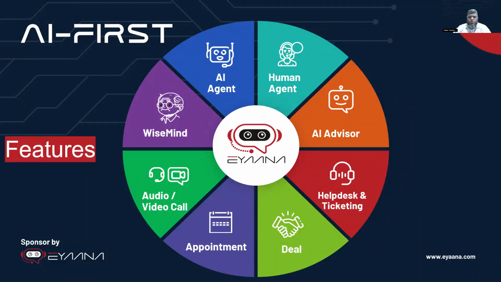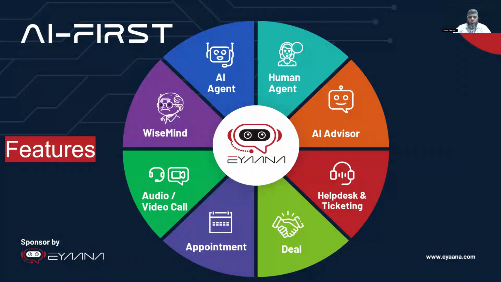And there is also the Wise Mind. The Wise Mind is the one which monitors the overall system. It ensures that IANA provides optimal performance and real-time analytics so that the leaders can make informed decisions about their customer support and sales processes. So they can make data-driven strategies in this.